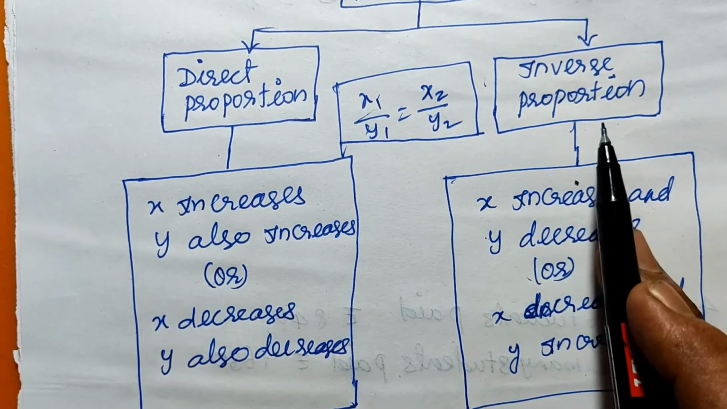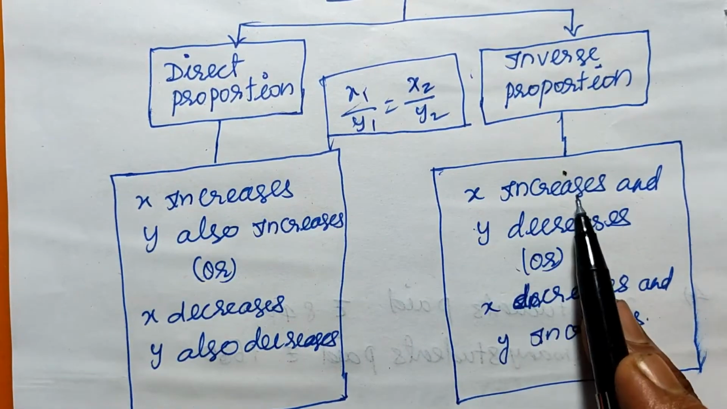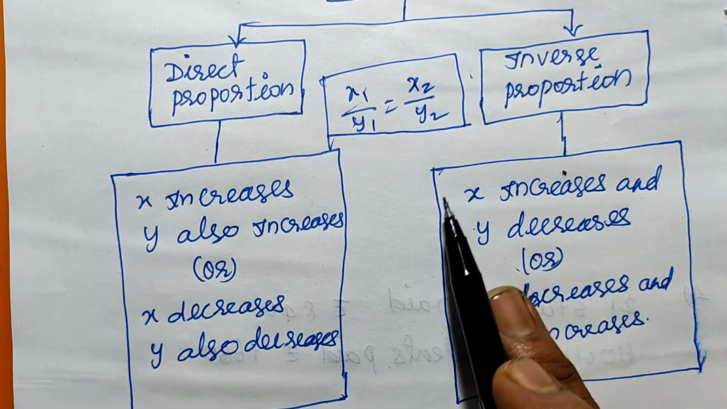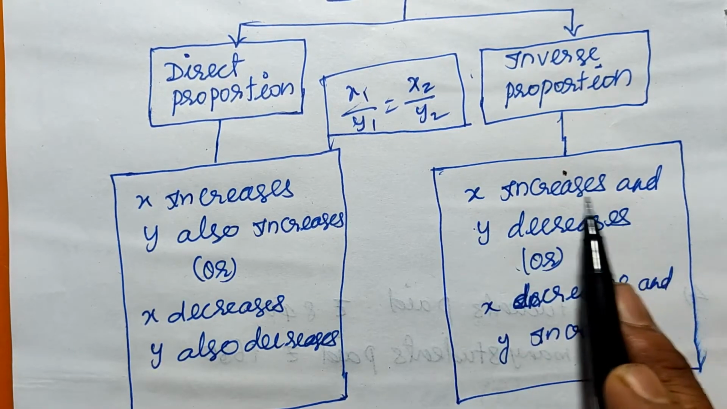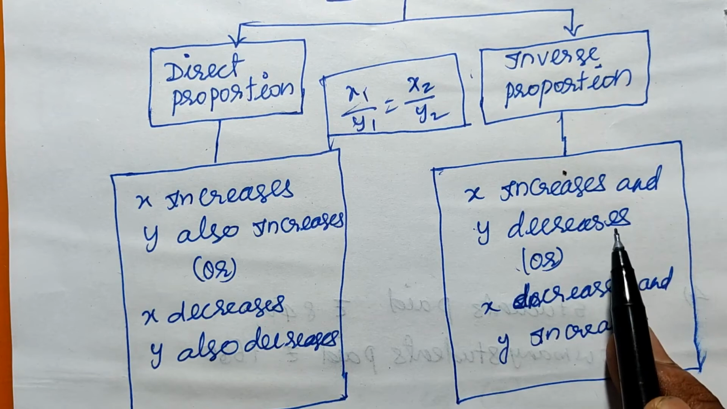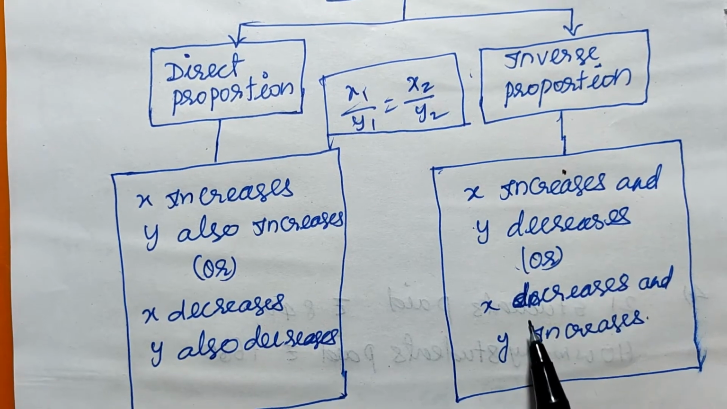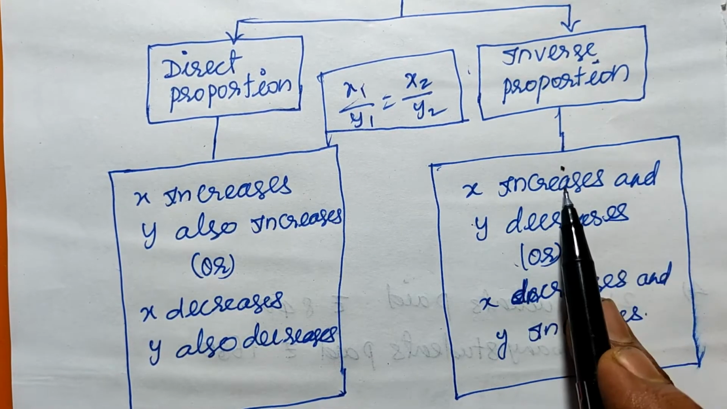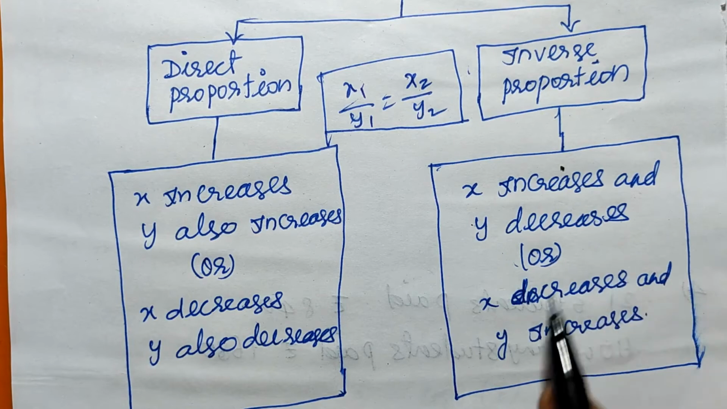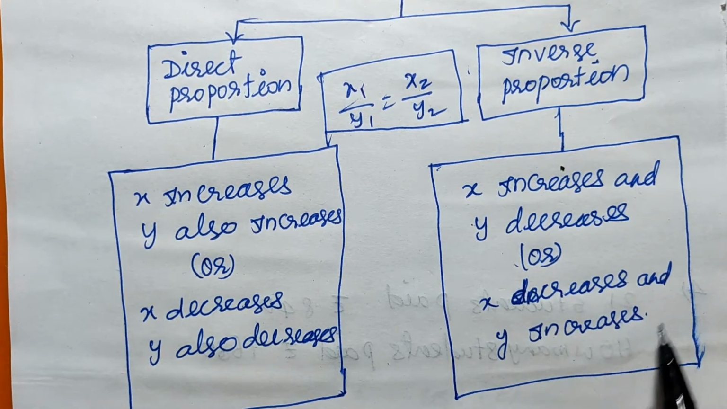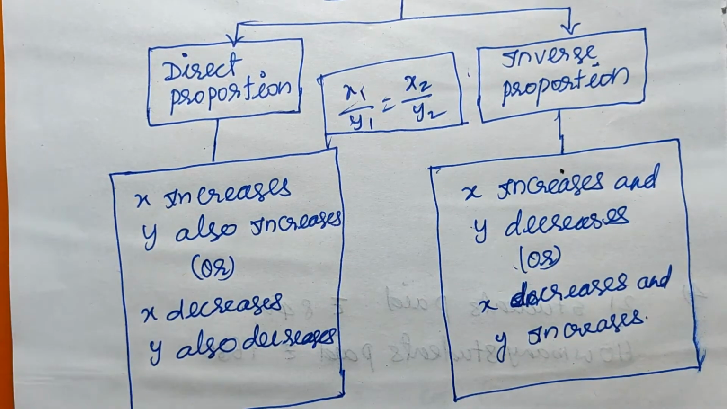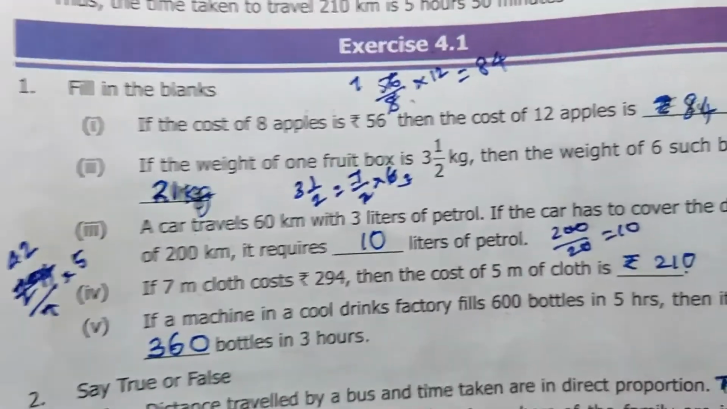And then inverse proportion, what is that? X increases and y decreases. So x increase ஆகும்போது y decrease ஆச்சுன்னா அது என்னது? Inverse variation, that is inverse proportion. X decreases and y increases. அதாவது x increase ஆகும்போது y decrease ஆனாலும் x decrease ஆகும்போது y increase ஆனாலும் அது inverse proportion. அது என்னன்றதை நம்ம சம்ல பார்க்கலாம். So it is the 4.1 exercise.